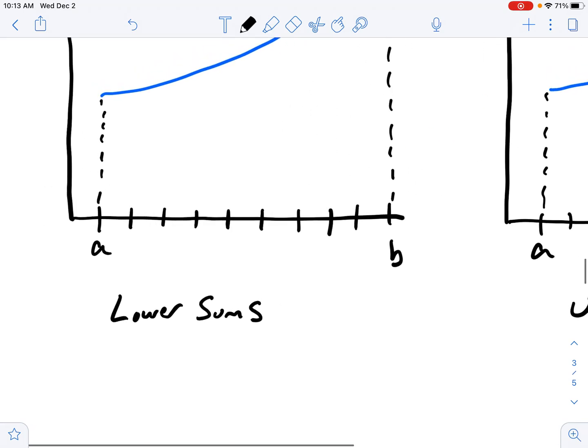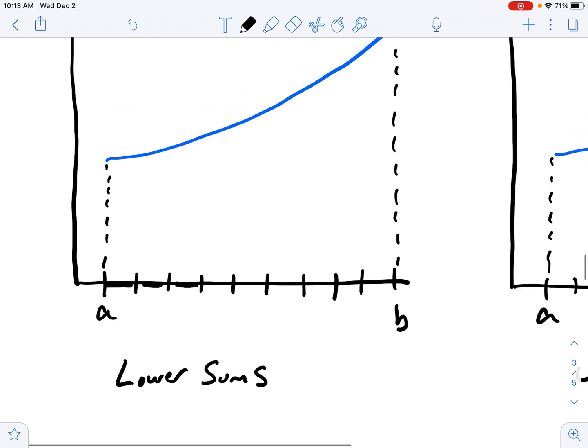Lower sums. Basically, each of these subintervals is going to represent the width of a rectangle. And they're going to be equal widths. These are all equally spaced apart. What I'm going to do for a lower sum is ask myself which side of this subinterval, the left side or the right side, which side is lower?